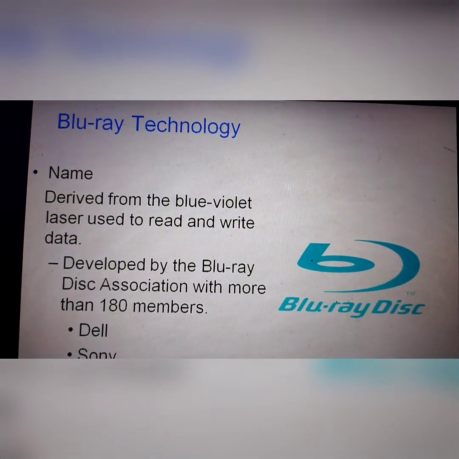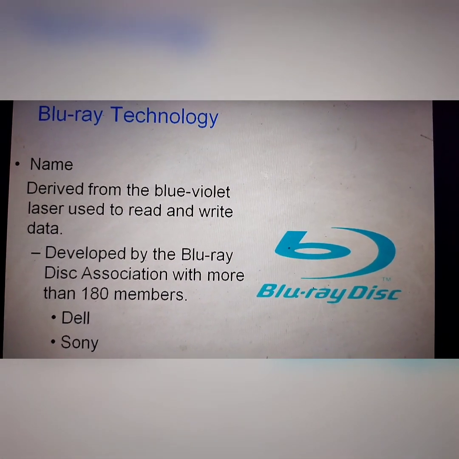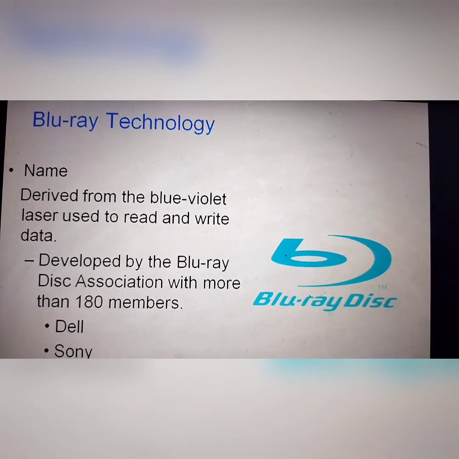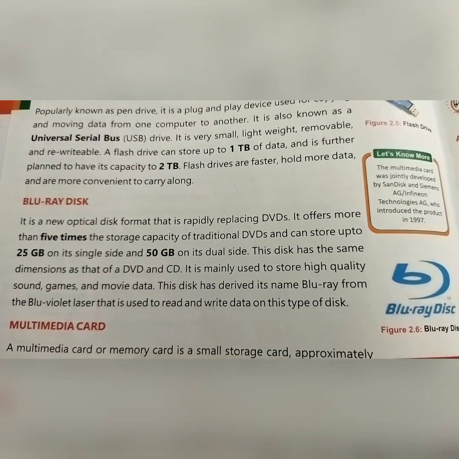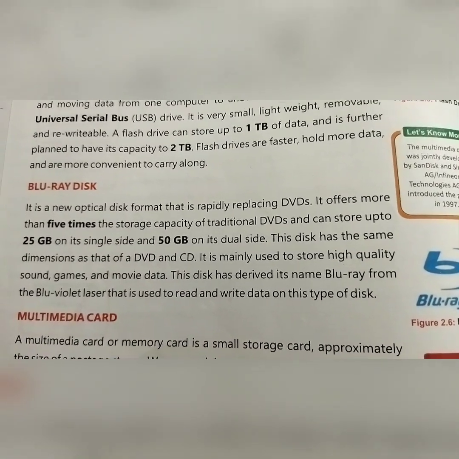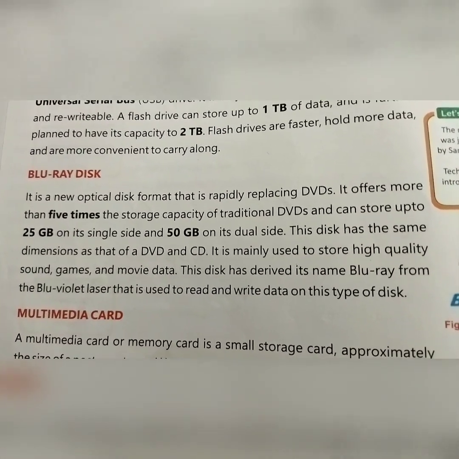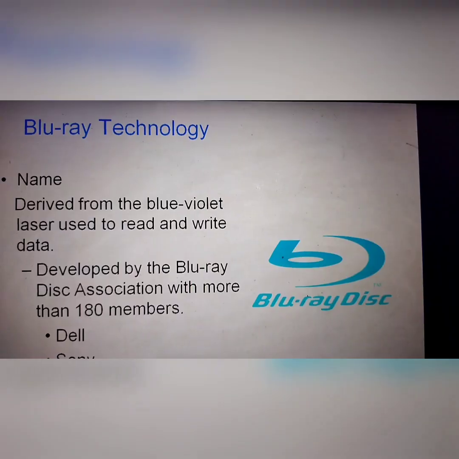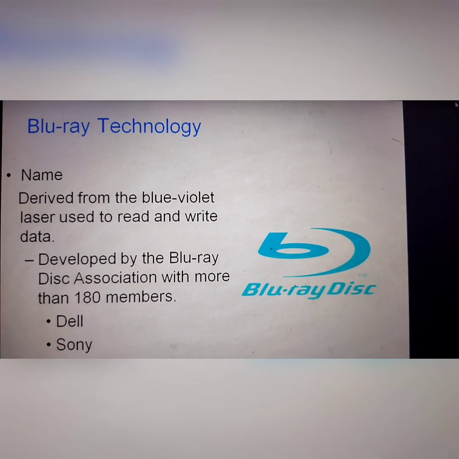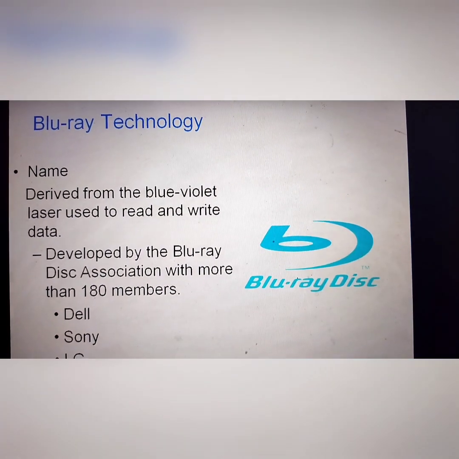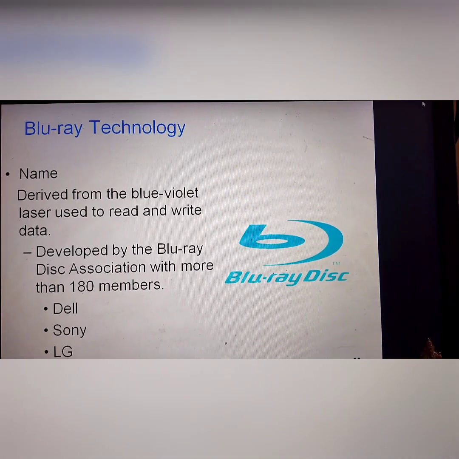This disc has derived its name Blu-ray from the blue violet laser that is used to read and write data on this type of disc. You can see a Blu-ray disc in figure 2.6. So this is a Blu-ray disc and its storage capacity is 25 GB on a single side and 50 GB on the dual side. It was developed by the Blu-ray Disc Association with more than 180 members, Dell, Sony, LG, etc. being examples of Blu-ray technology.